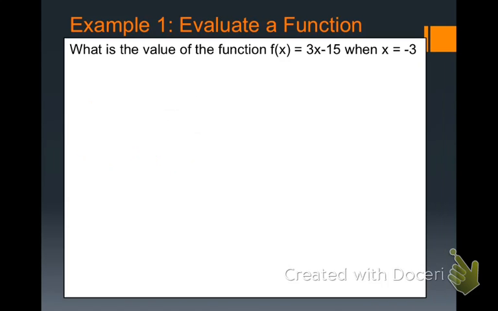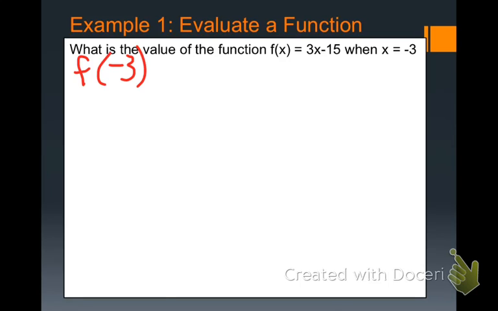Okay, so first example, what is the value of the function f of x equals 3x minus 15 when x is negative 3? So you might also see this question as, what is f of negative 3? Because it's asking, what is the value of the function when x is negative 3? So that's a different way to write the exact same question.